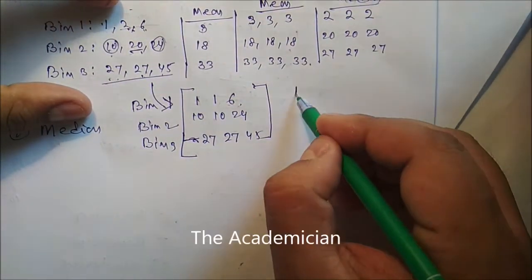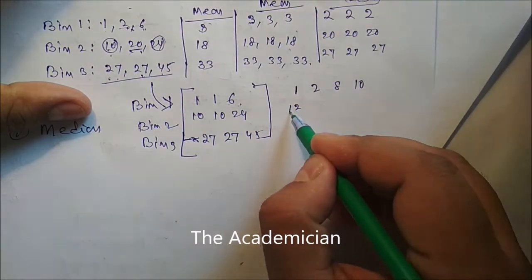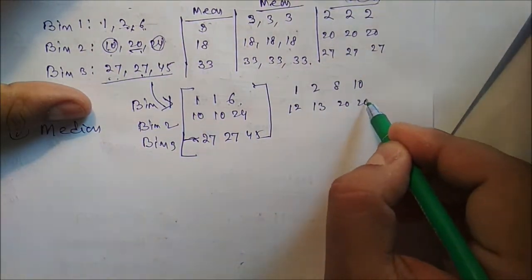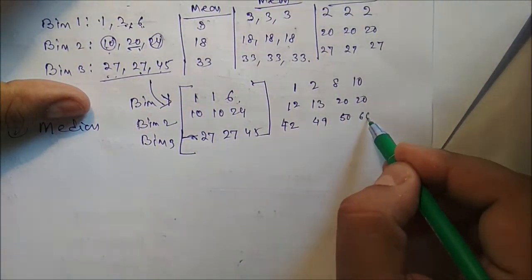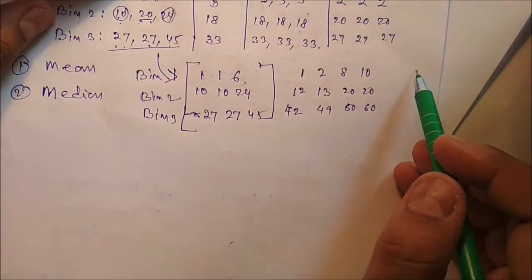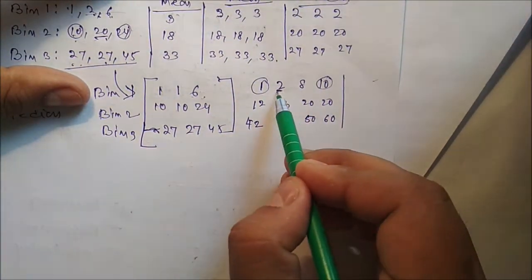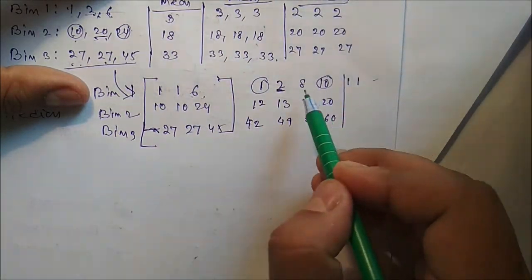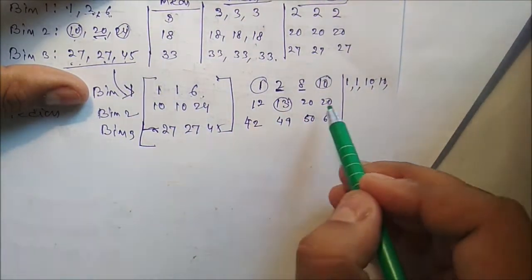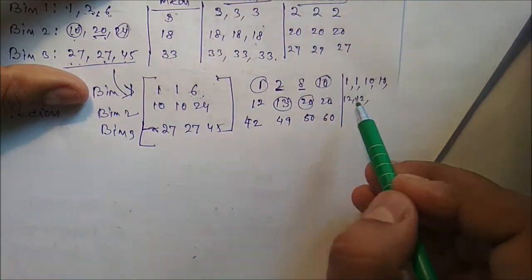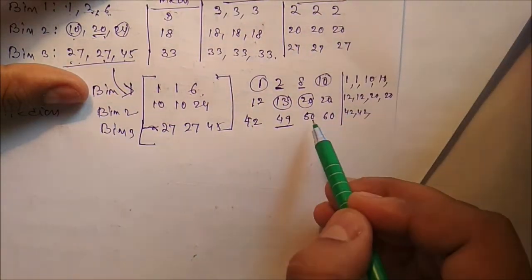Suppose the data is like this: 1, 2, 8, 10, 12, 13, 20, 20, 42, 49, 50, 60. If you apply smoothing by the boundary, the nearest boundary for the first values is 1, so you can write 1, 1. Here the nearest boundary is 10, so 10, 10. For this, the nearest boundary is 12, so 12, 12. For this, the nearest boundary is 20, so 20, 20. The nearest boundary is 42, so 42, 42.